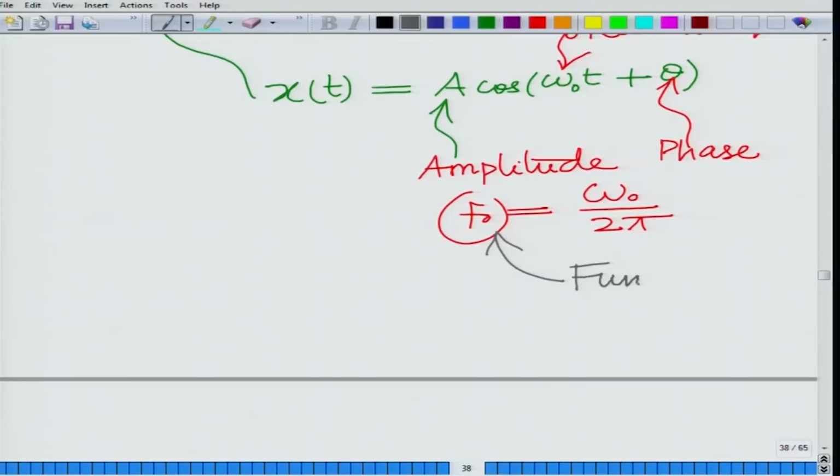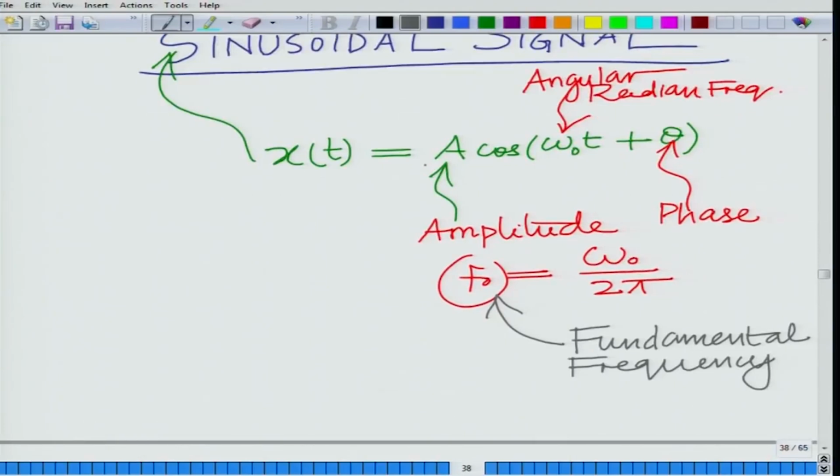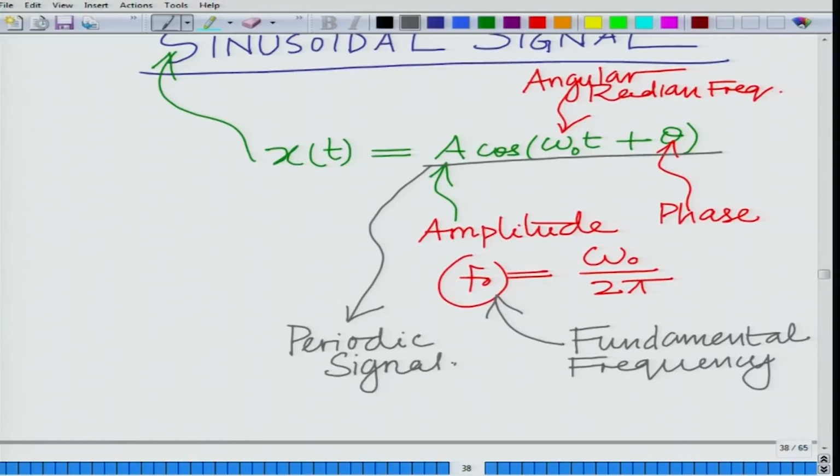This is a periodic signal, of course. The sinusoid is a periodic signal. I think everyone should be familiar with that, one of the most classic examples of a periodic signal. So, this is a periodic signal and f naught is its fundamental frequency.